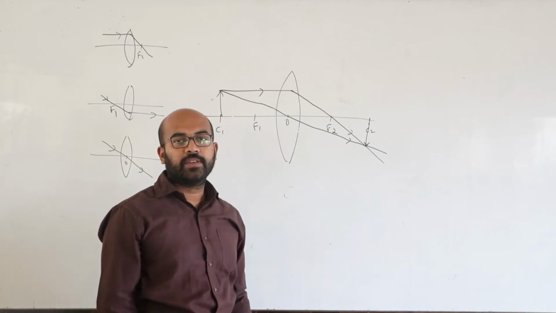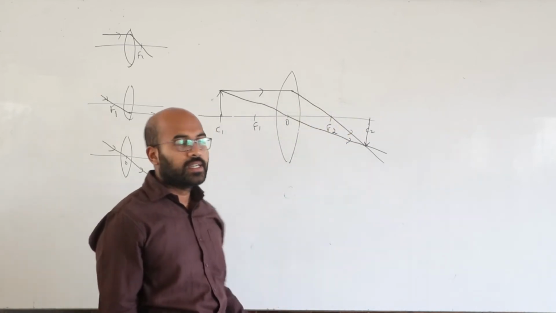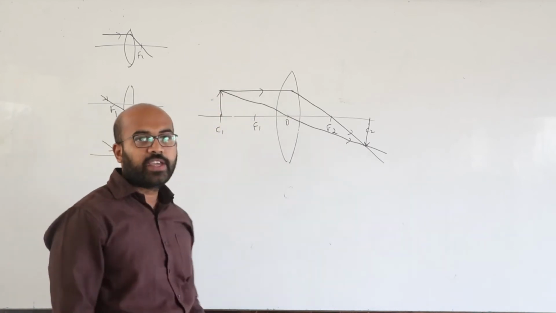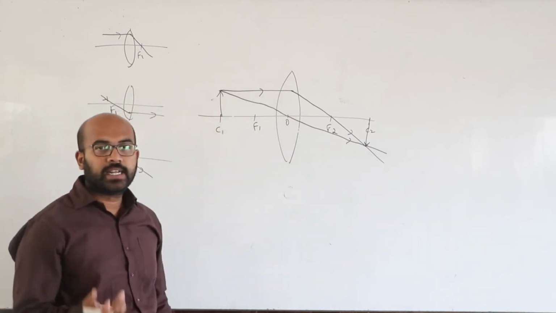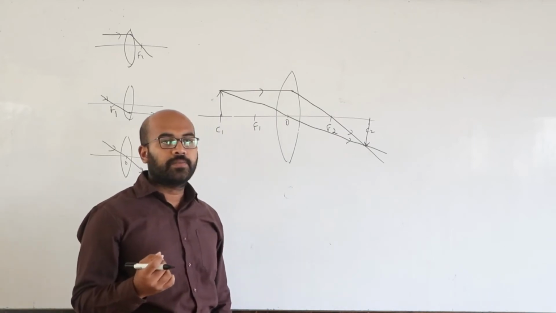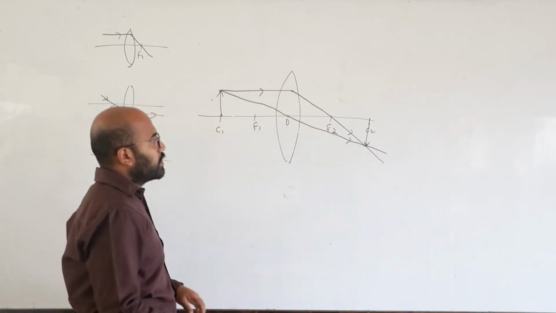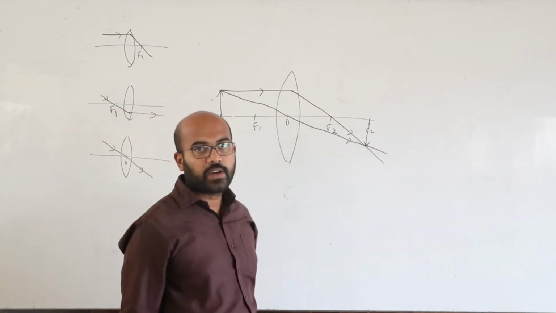So what is the nature of the image? It is real and inverted. The size of the image is the same as that of the object. If the object is 10 centimeter, the image height will also be 10 centimeter. So it is the same size as that of the object. What is the position? It is at center of curvature.